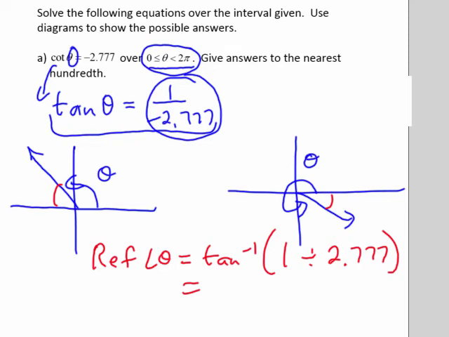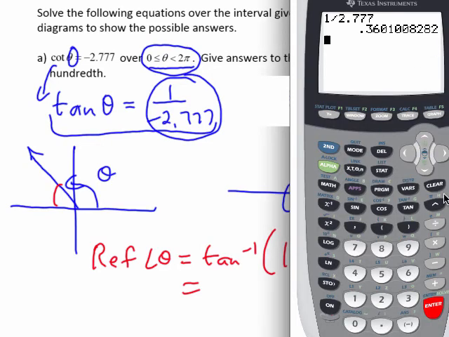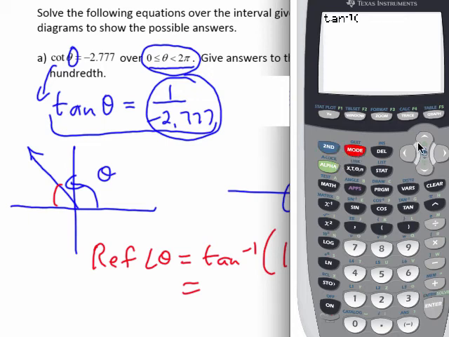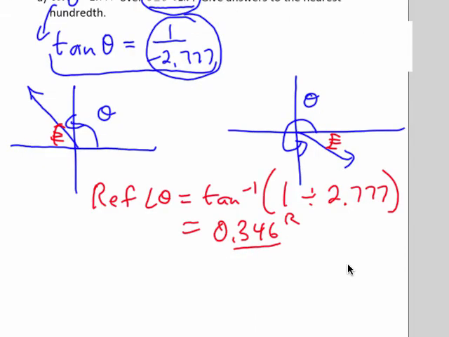So on my calculator, I'm typing in inverse tan, because inverse gives the angle. Okay, let's just back up a moment. Now, we've got to be careful because we are in radians, we said. So we've got to convert our calculator over to radians, go to a blank screen, do inverse tangent of 1 divided by 2.777. And we will get a reference angle, 0.346.